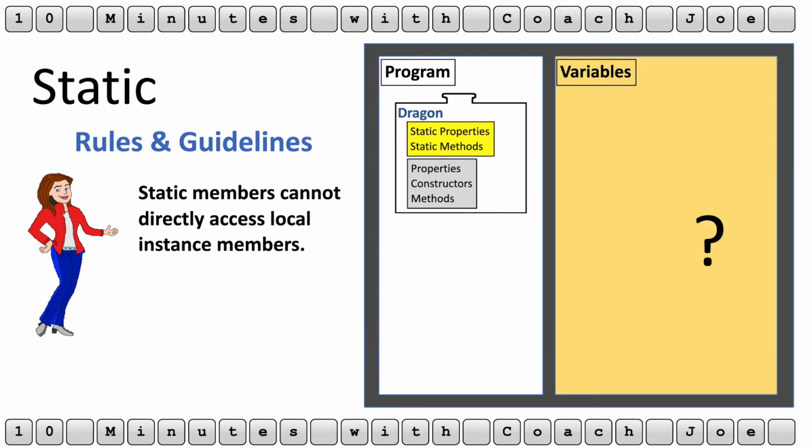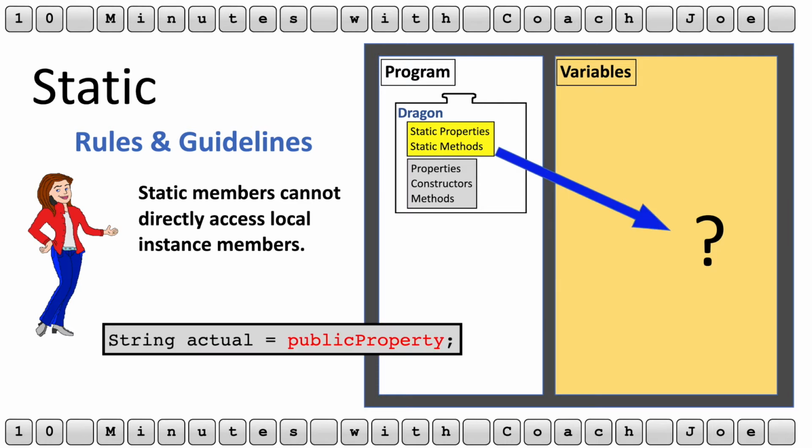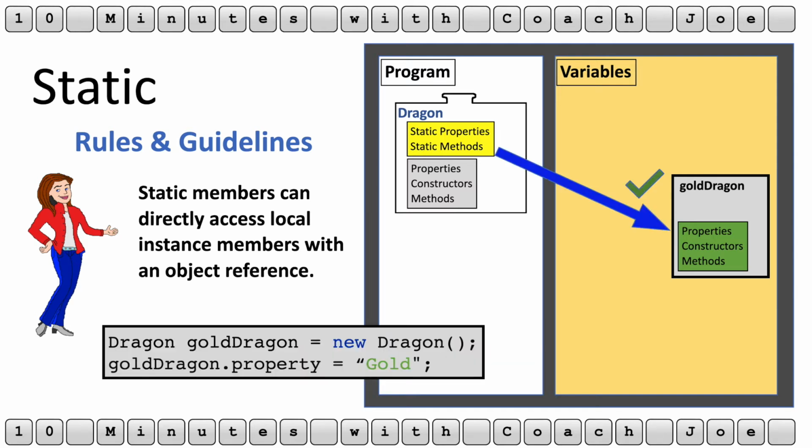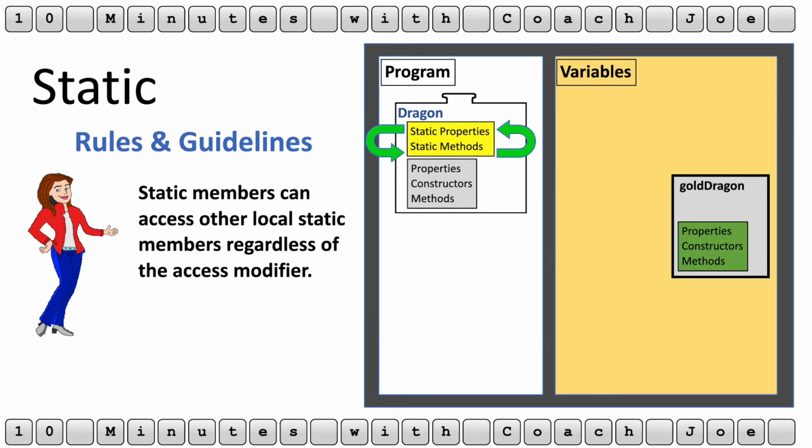Since it's possible the instance member has not been created, it's a compiler error if the static member tries to access it. That includes properties, methods, the keyword this, and the keyword super. Static members can directly access local instance members with an object reference. This means if the static method creates the new object or object reference, then it can access the instance member with the proper access modifier. Static members can access other local static members regardless of the access modifier.